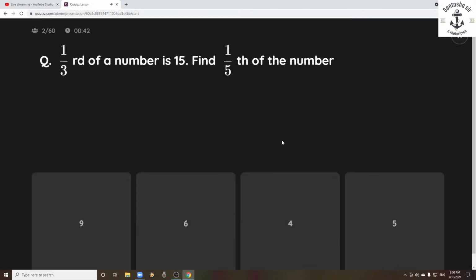1/3 of a number is 15. Find 1/5 of the number. If 1/3 of a number is 15, then what is 1/5 of the number?